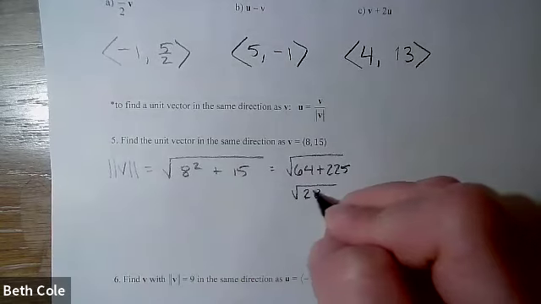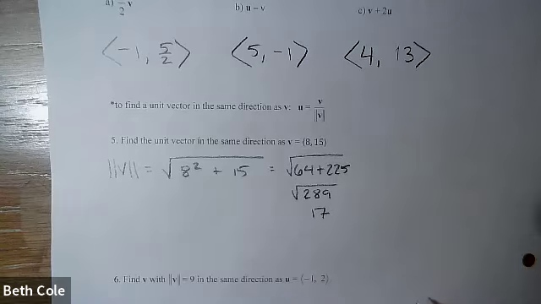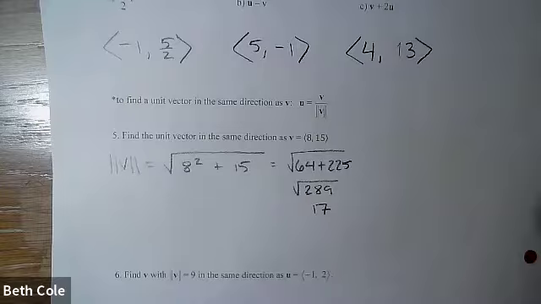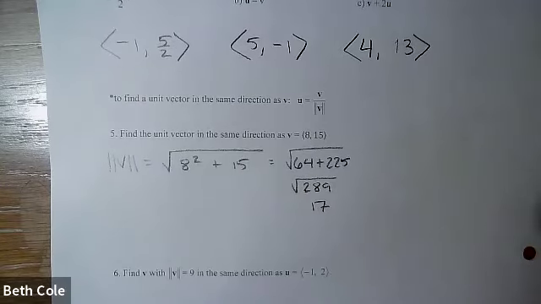So that is going to come out to 289, and the square root of 289 is 17. That's another one of your triples, 8, 15, 17. 3, 4, 5 is another common one. And you got 7, 24, 25. There's a bunch of them.